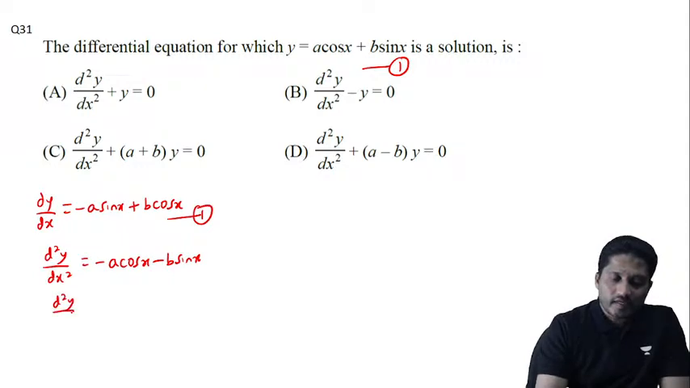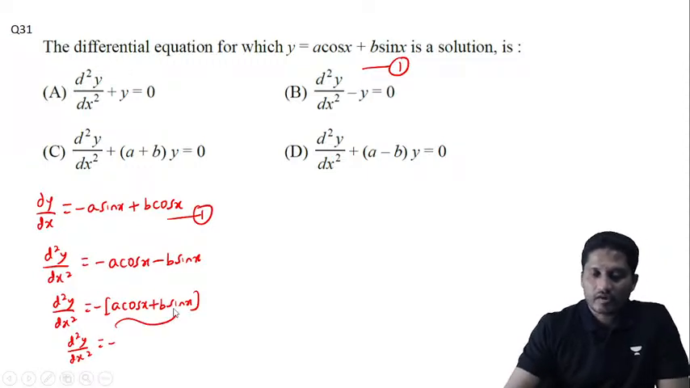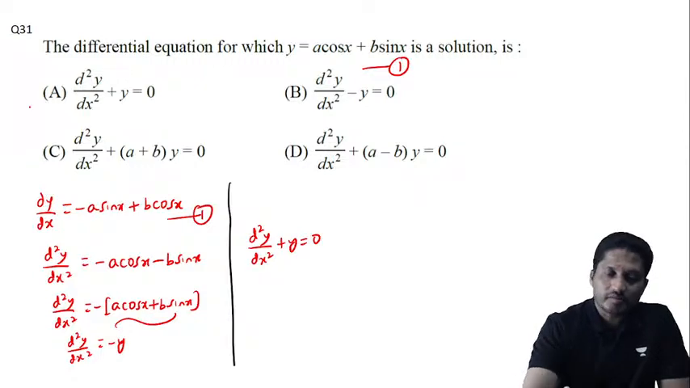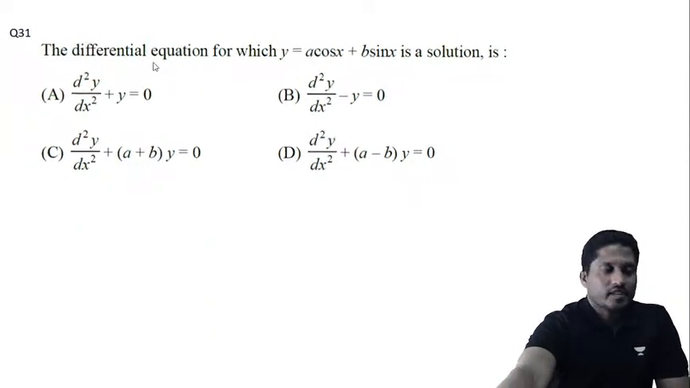This will be d square y upon dx square is equal to, take minus common, it will be a cos x plus b sin x. Okay, so d square y upon dx square is equal to minus of a cos x plus b sin x, which is same as y. If I shift to the left side, d square y upon dx square plus y is equal to 0. Answer is option A. Question number 32.